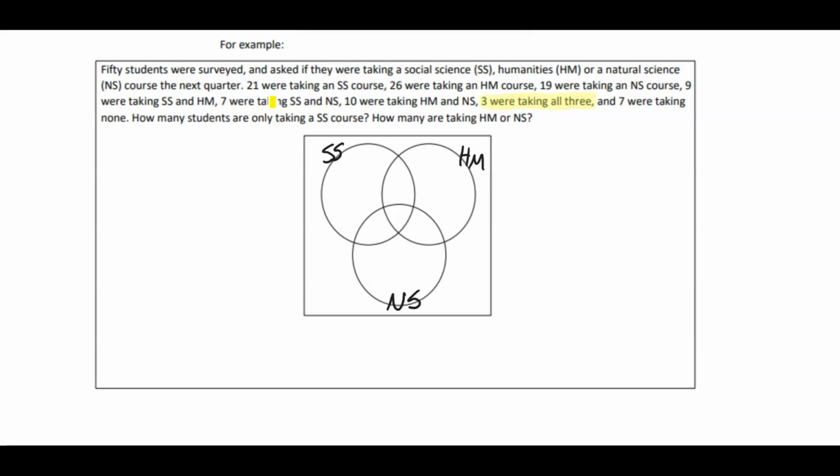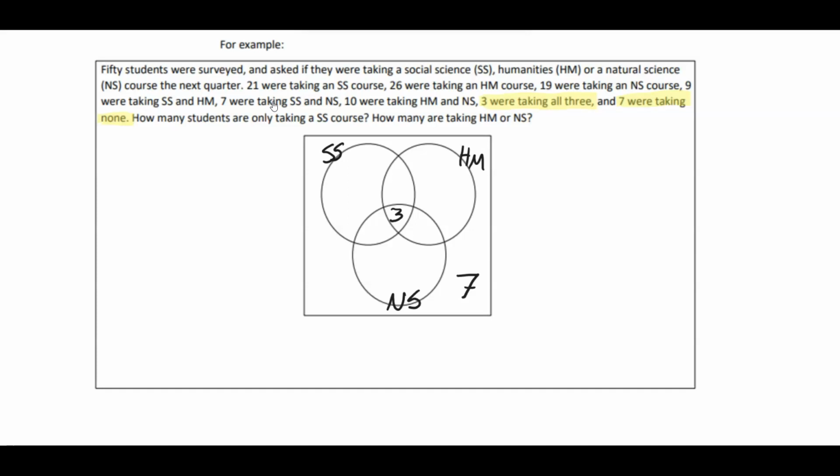3 were taking all 3. We're going to start with that information. We could also do this one: 7 were taking none. So what that gives us is 3 inside the intersection of all 3 circles and 7 outside of all 3 circles. The complement of the union of all 3 circles. This is all the people in the universal set that didn't take one of these 3 courses. So that's where we start.